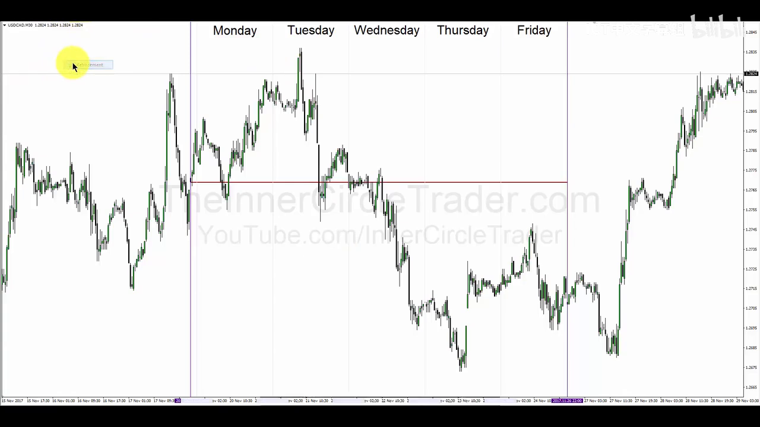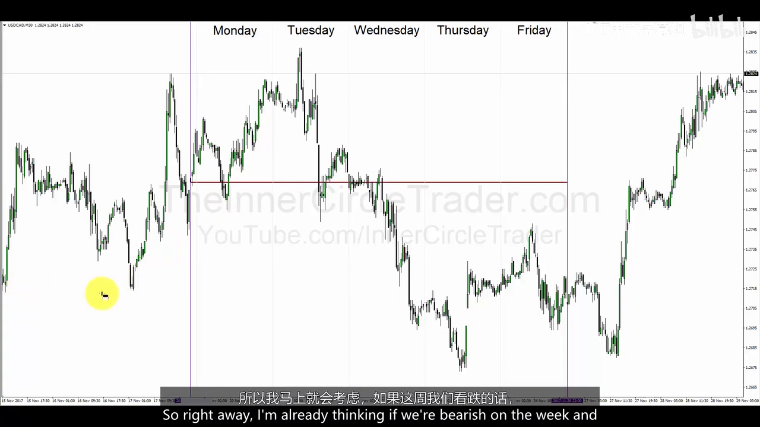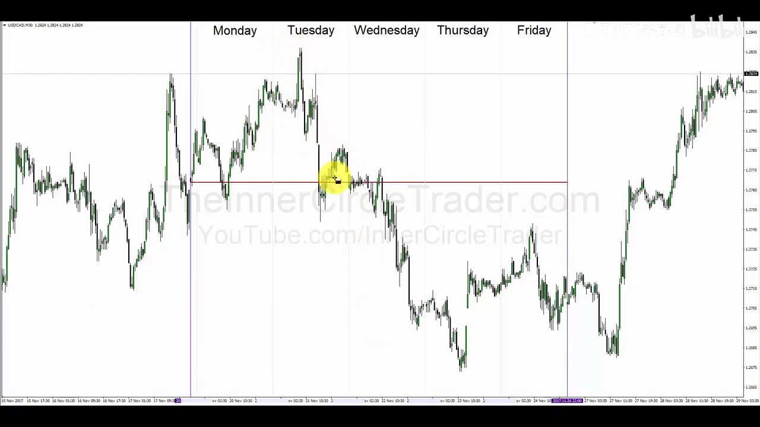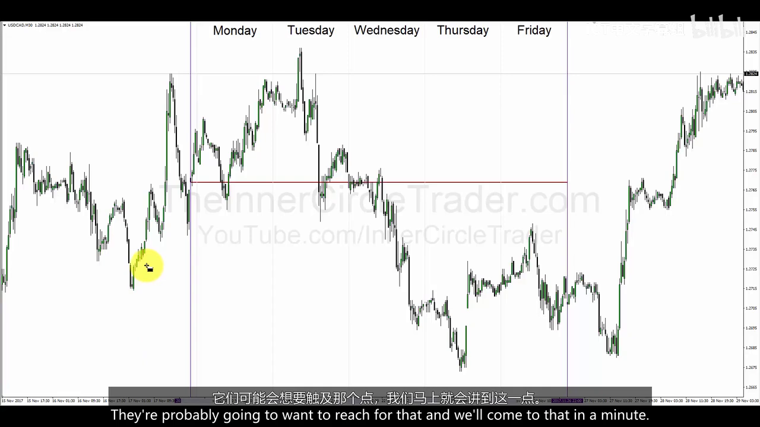And we'll draw our fib up. And first and foremost, I like this swing here. And we also have an equal low down here. So right away, I'm already thinking if we're bearish on the week and we're lucky enough to get in here and get short on Tuesday, if this occurs, my mind's thinking 20, 30 pips below this low. They're equal lows. They're probably going to want to reach for that, and we'll come to that in a minute.